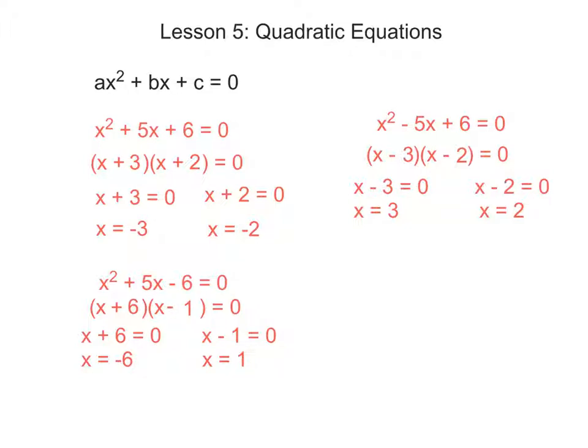We have one last example to consider. So what if I have x squared minus 5x minus 6 equals 0? Notice both signs are negative.